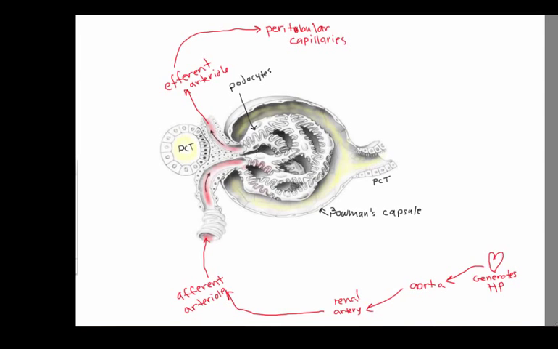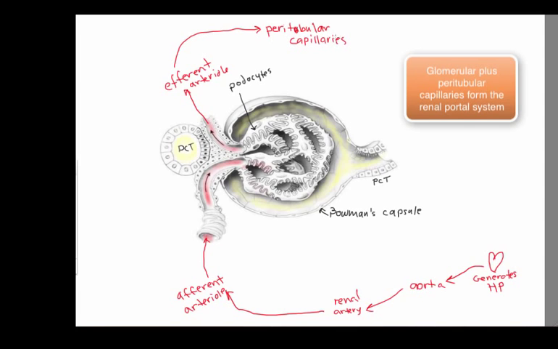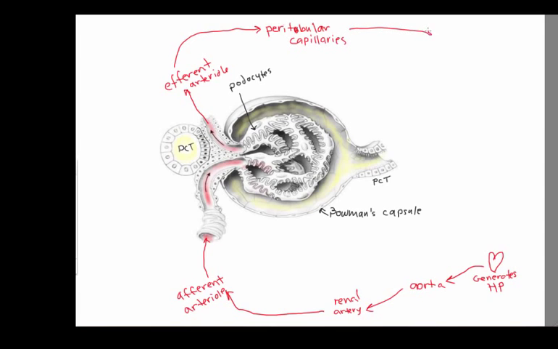And these glomerular capillaries, in line with the peritubular capillaries, are referred to as the renal portal system. So these capillaries converge onto some venules and veins, and eventually back to the vena cava and back to the heart again. So that gives you an idea of the overall circulation that's happening here.